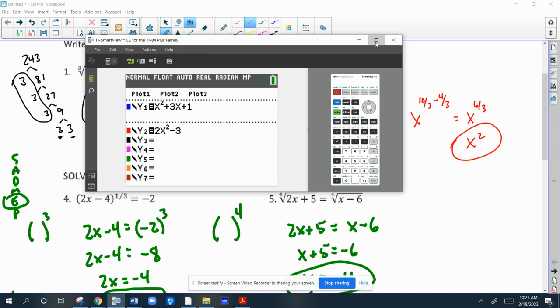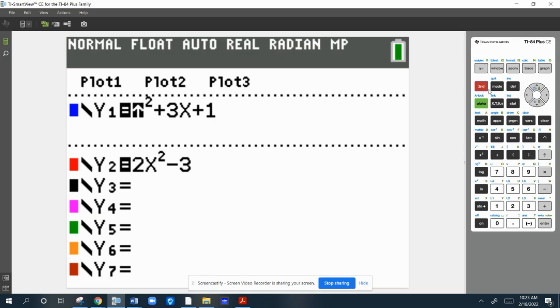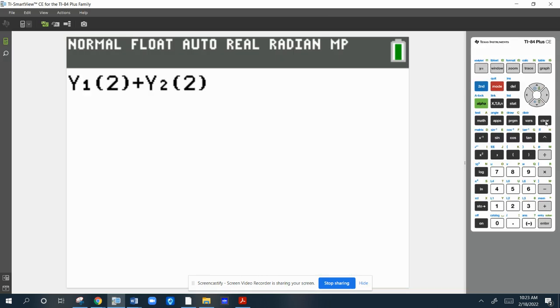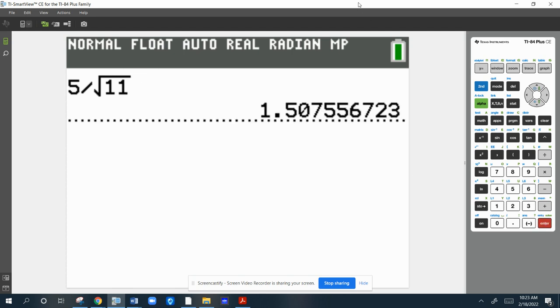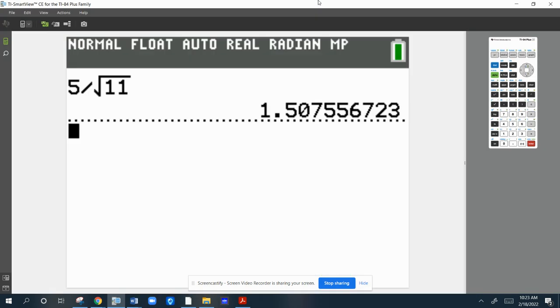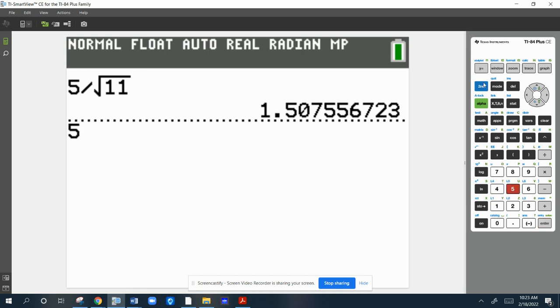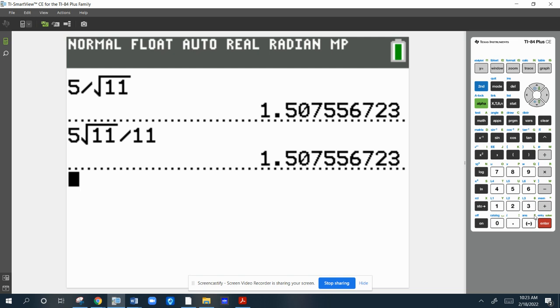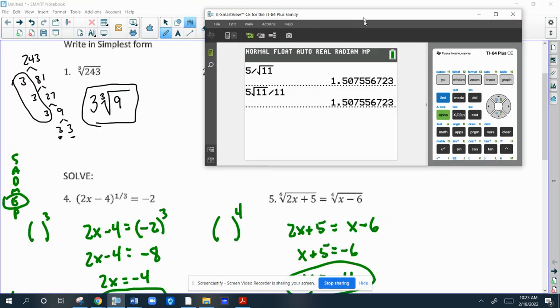So I'm just going to, hold on a second. 5 divided by square root of 11. So that answer should be that. Now I'm going to type in my answer, which was 5 root 11 divided by 11. So this will check for any dumb mistakes. It should be the same, and it is. So that's how you check those couple up there.